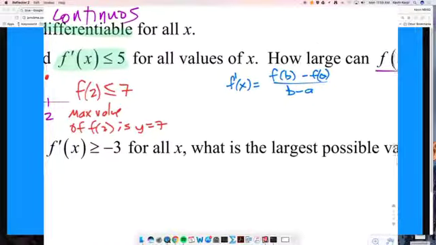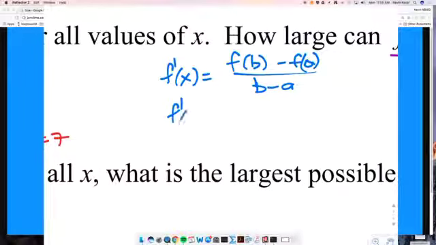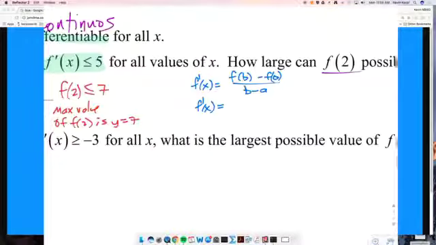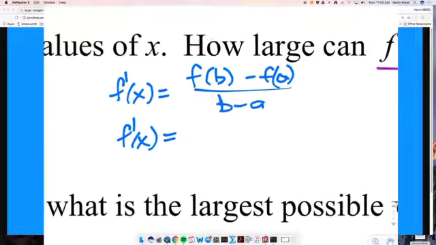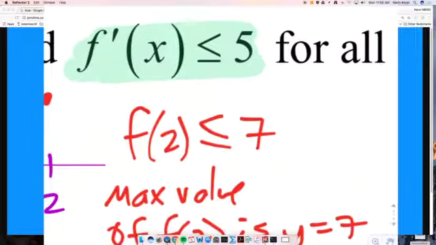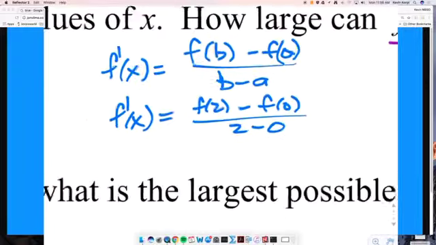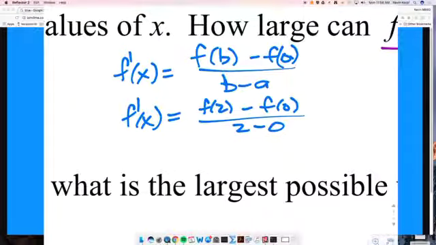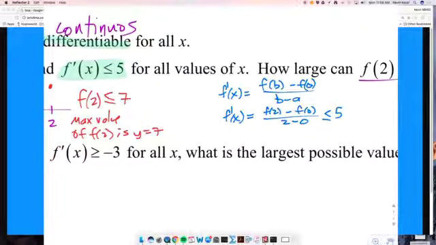So if we kind of fill in what we know then that f prime of x, since I want to know what f of 2 is, and I know f of 0, I can set it up as f of 2 minus f of 0 all over 2 minus 0. And because f prime is less than or equal to 5, and f prime happens to be that difference quotient, we can then, by the transitive property, say the difference quotient is less than or equal to 5. You okay with that? Now we just plug in what we know.